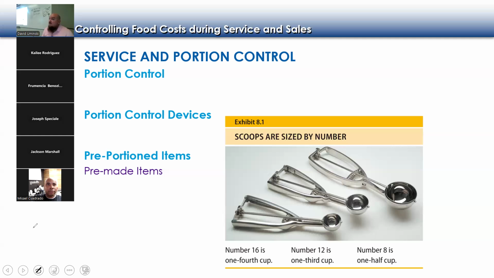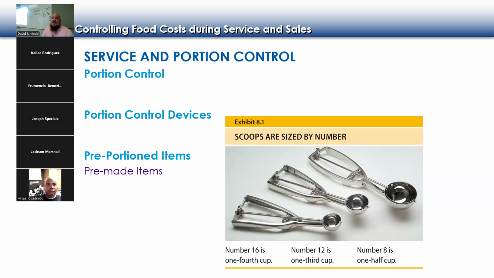Caitlin, absolutely, using rulers to cut cakes. That is a great example. So we can make sure that everything is exactly the same size. Good. All right. The other thing that we can utilize to ensure consistency is pre-portioned items. So we can actually order 4-ounce chicken breasts or 6-ounce chicken breasts. That way we know that each one is going to be the exact same size.